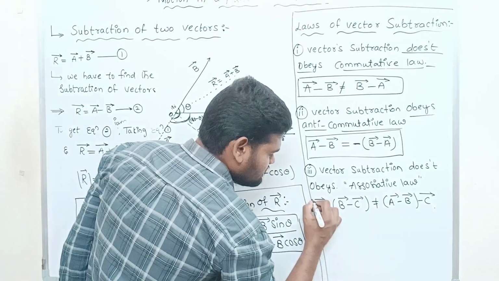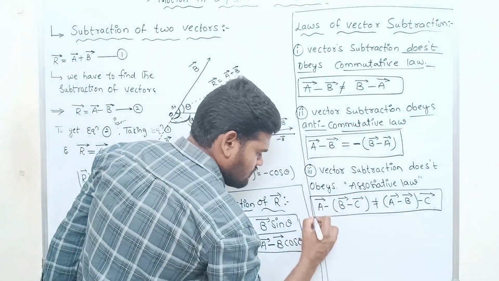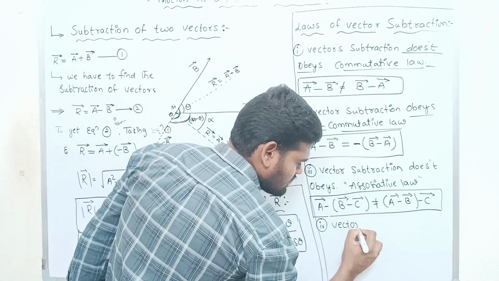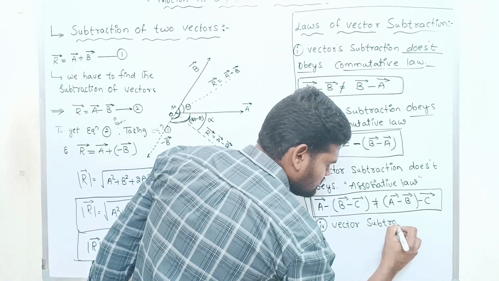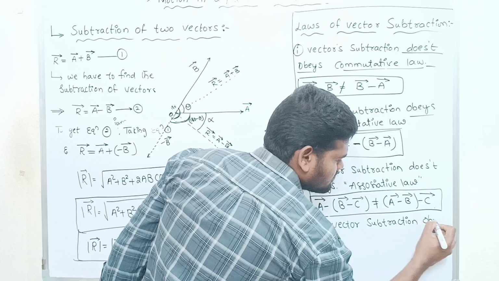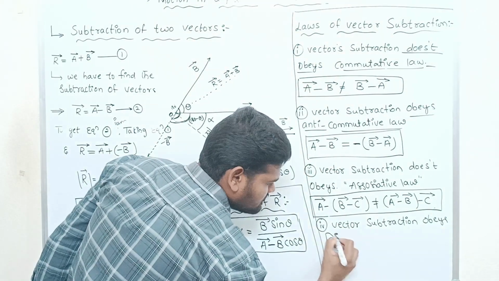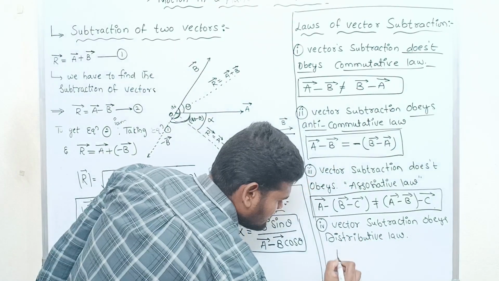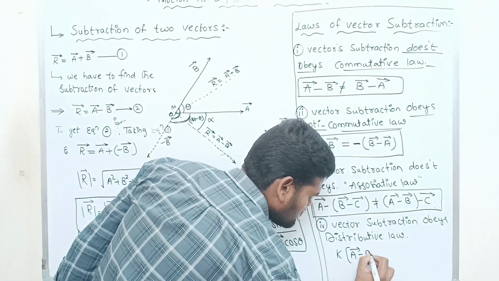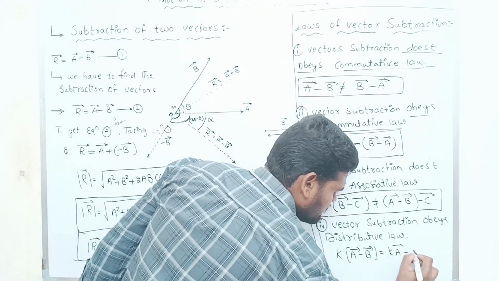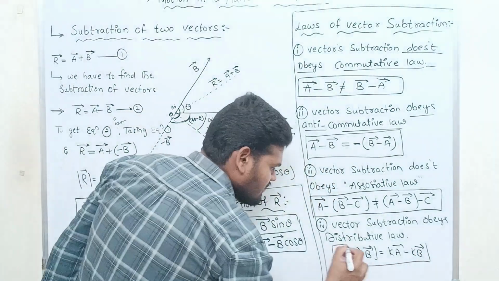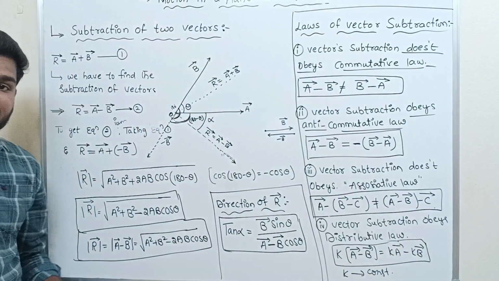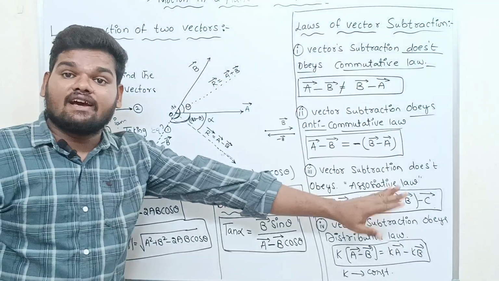Okay, right. The fourth one: vector subtraction obeys the distributive law. That is, k into (a bar minus b bar) is equal to k into a bar minus k into b bar. So this is called what, ma? Distributive law, where k is a constant. Okay, right. So this is about vector subtraction.